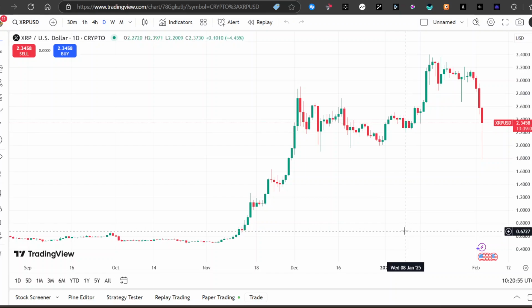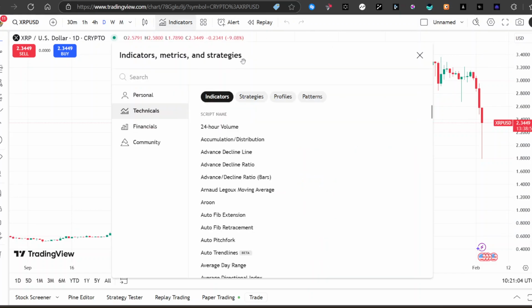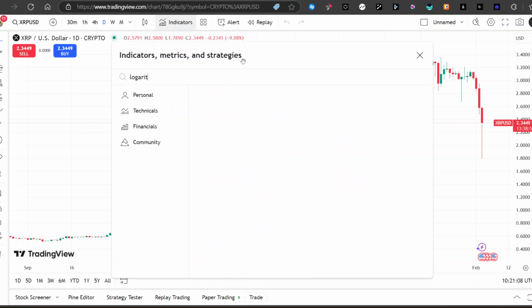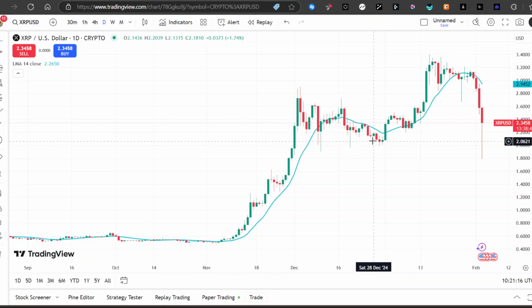So what exactly is the logarithmic moving average? Now the LMA, I am just going to add it to the chart right now. Let's just search for it. The logarithmic moving average. Okay, here we go. We have the logarithmic moving average.